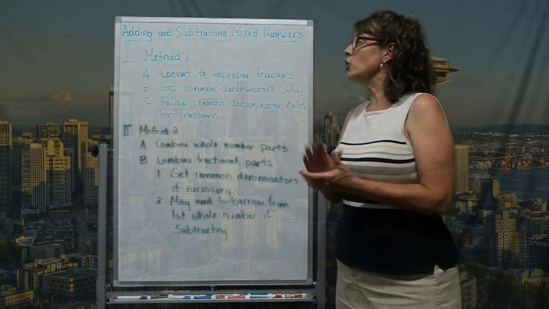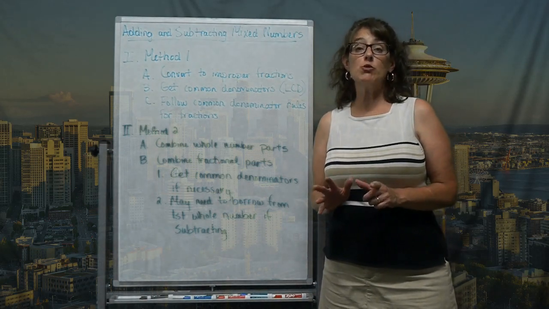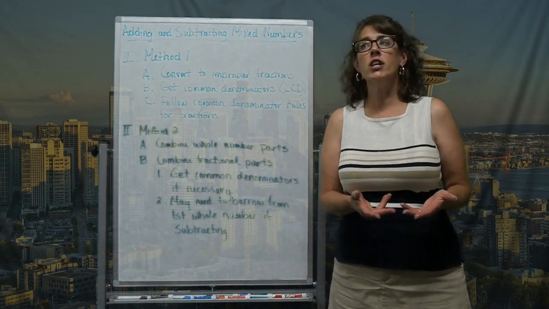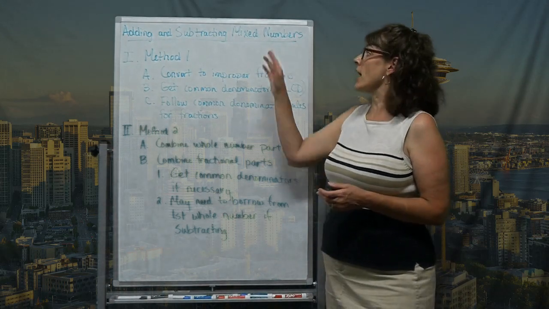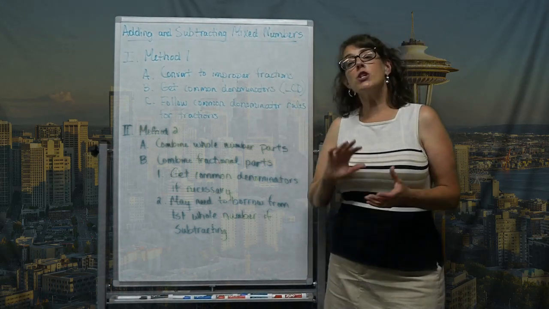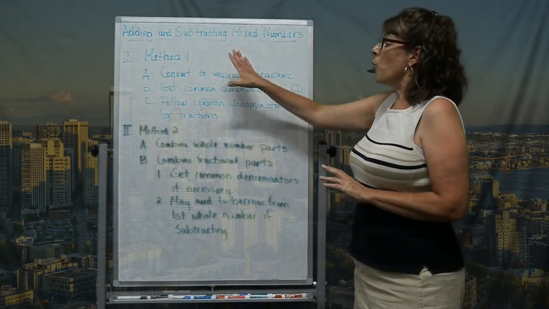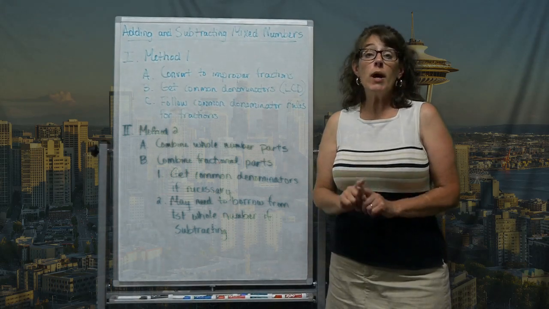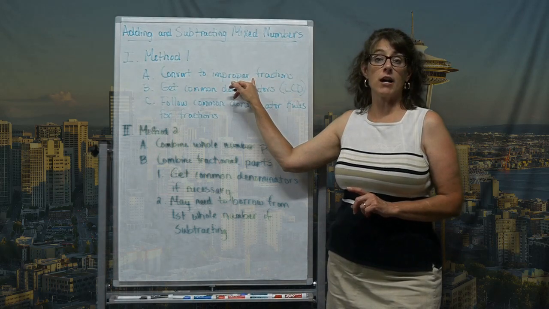So let's take a look at adding and subtracting mixed numbers. We know how to add and subtract fractions that have common denominators and fractions that have uncommon or unlike denominators. We're going to use that idea to add and subtract mixed numbers. Now there's a couple of ways of attacking adding and subtracting mixed numbers. One way is to say, you know what, I know what to do with fractions. So I'm going to convert all of my mixed numbers into improper fractions.